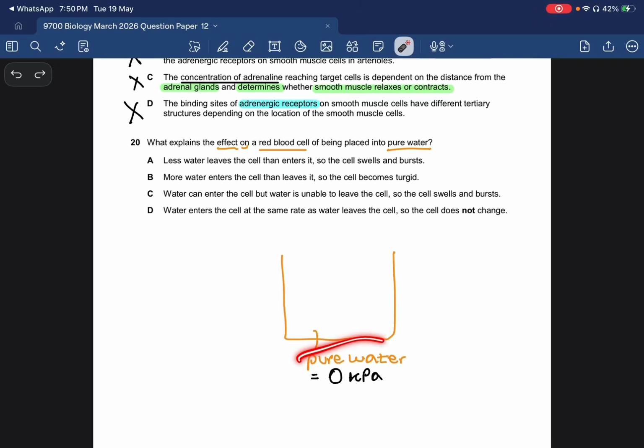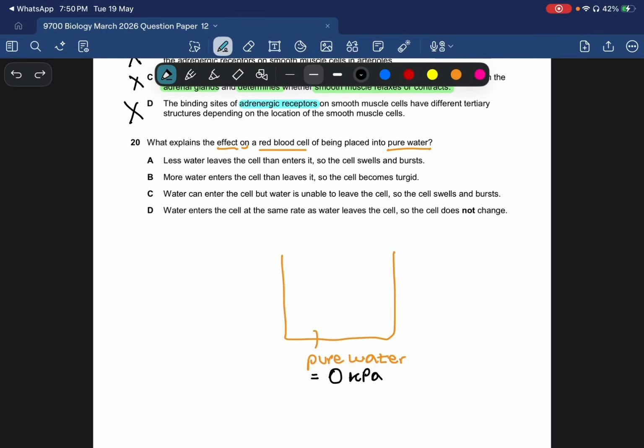Anything else apart from pure water must have a lower water potential than it, right? Now, pure water itself has a water potential of 0. So if anything else is going to have a water potential lower than this, that means all of the liquids, all of the solutions apart from pure water are going to have negative water potentials: -3 kilopascals, -7 kilopascals, -23 kilopascals. And the symbol for water potential is psi or phi.